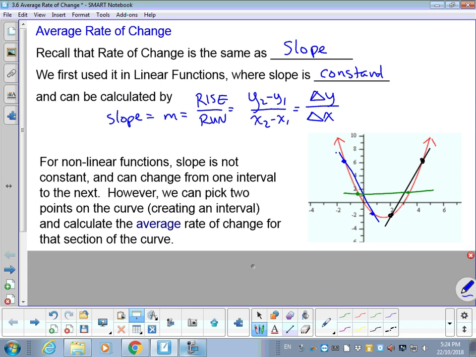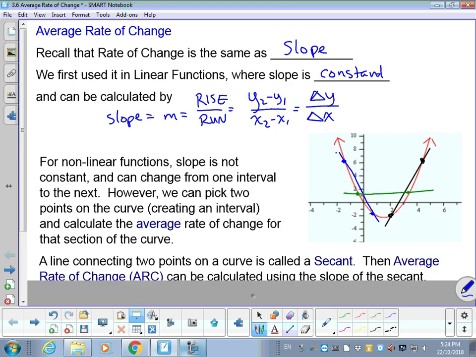Thing to be aware of, those lines that I've drawn, and yes, some of them are freehand, but you get the idea. That's something that's called a secant. So a line that connects any 2 points on a curve is called a secant. So we have 3 of them drawn there. I think the black and the blue secants are useful to us. The green secant, not going to tell us so much about what's going on. But we can use that then to calculate the average rate of change, using the slope of the secant to approximate what's going on in that section.